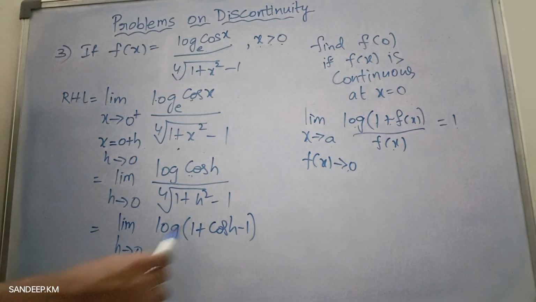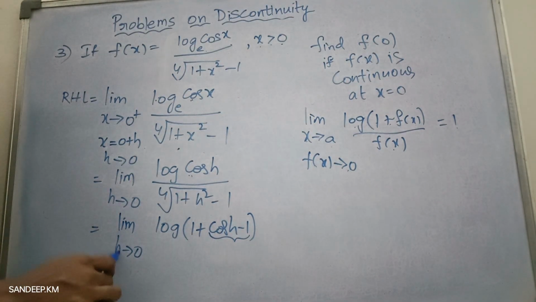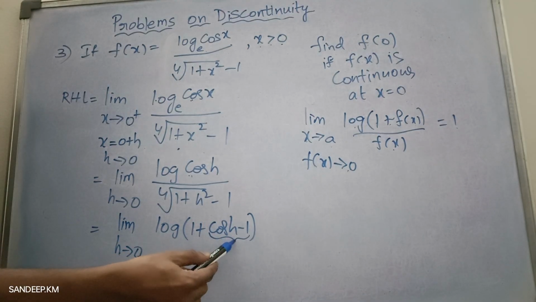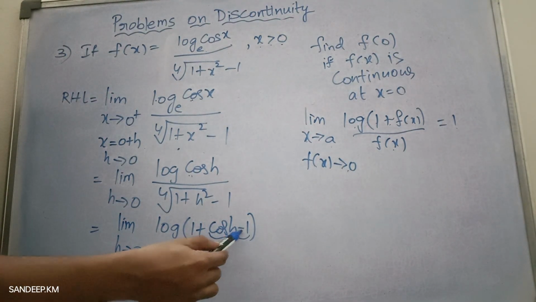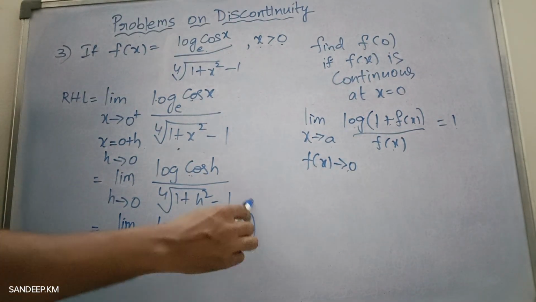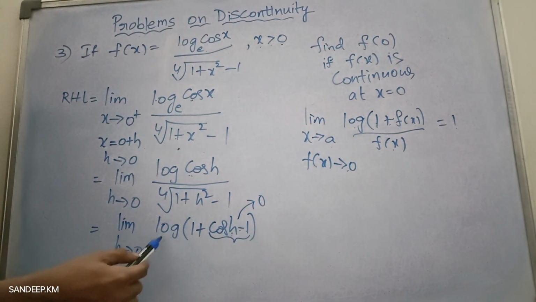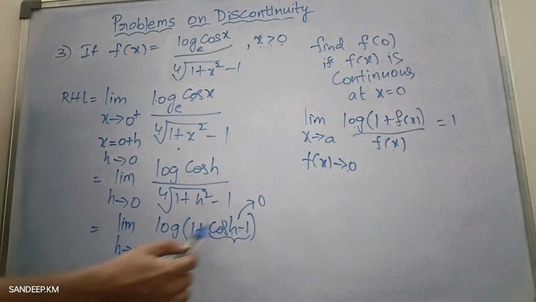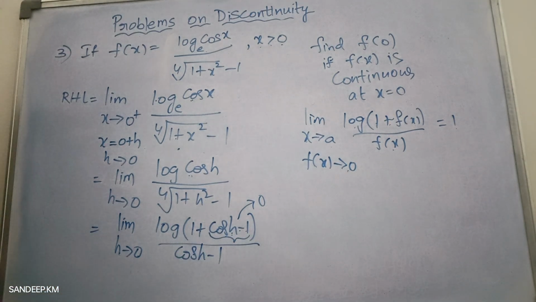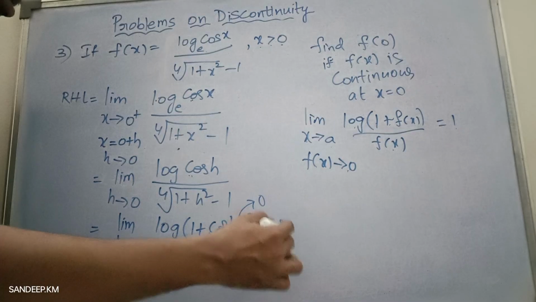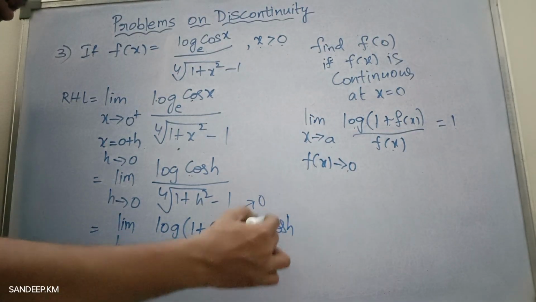So limit h approaches 0 log of 1 plus, since I added 1, I will also subtract 1. Now observe one thing, dear students. If this is f of x or f of h, when h is approaching 0, what is the value of this function? When h is approaching 0, cos 0 is 1 minus 1. You are getting 0 only, right? This is taking 0. So the numerator is in the form of log of 1 plus f of h. So I want f of h in the denominator. What is that f of h? Cos h minus 1. So I divided it with cos h minus 1. Let me also multiply it with cos h minus 1.